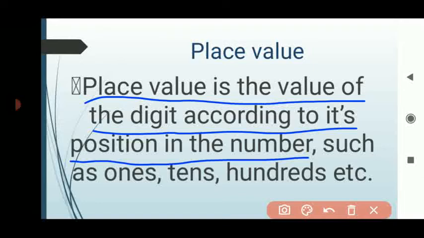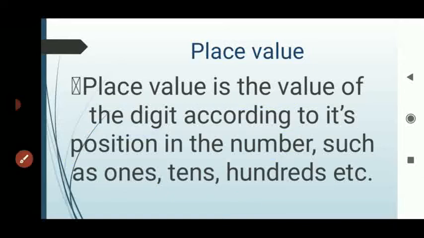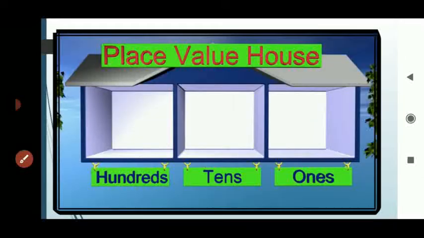The positions are ones, tens and hundreds. That is called its place value. To understand this in a better way, let us see a place value house. We can understand this by seeing the place value house. This is a place value house, or we can say this is the home of the place values.